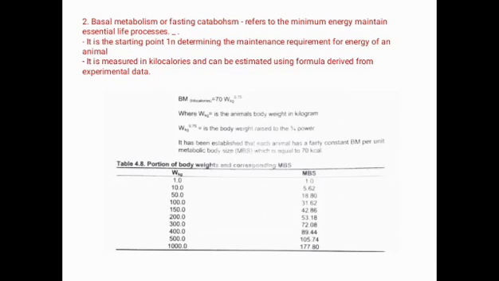Number 2, basal metabolism or fasting catabolism refers to the minimum energy to maintain essential life processes. It is the starting point in determining the maintenance requirement for energy of an animal. It is measured in kilocalories and can be estimated using a formula derived from experimental data. This is the formula or the experimental data. And Table 4.8 shows the portion of body weight and corresponding mass.